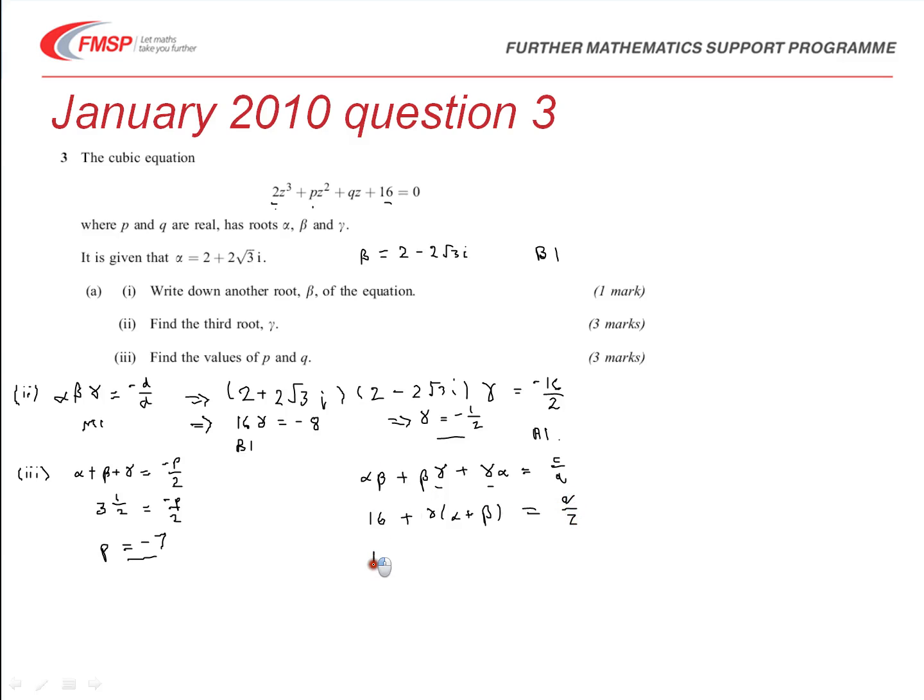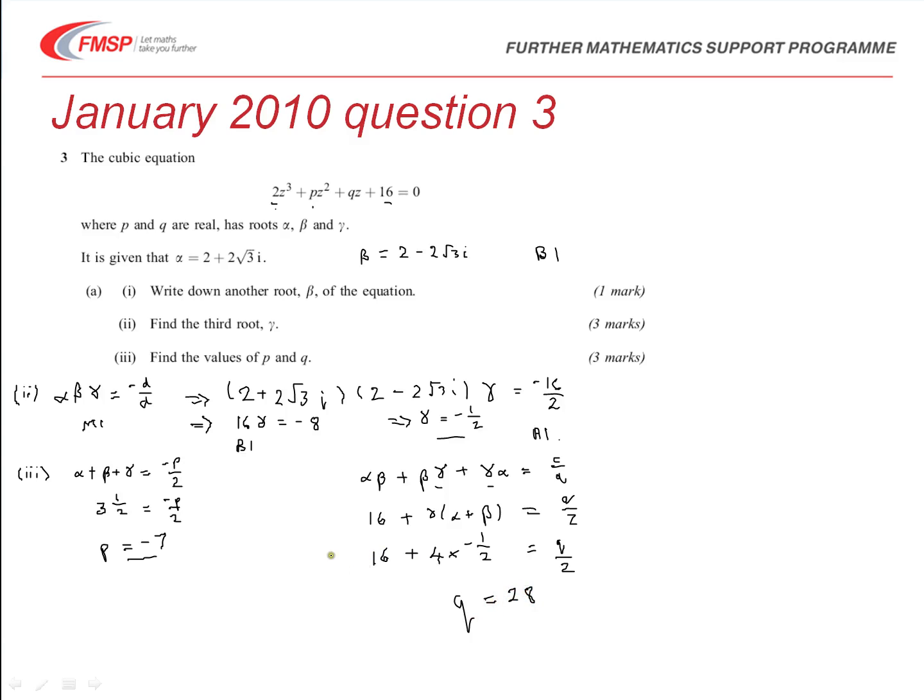So substituting again, alpha plus beta was equal to 4, because the imaginary parts disappeared. Gamma is negative 1/2, so this is 4 times negative 1/2, so that's negative 2. And this, of course, is q over 2. 16 take away 2 is 14. Double it, and that gives you q as 28.